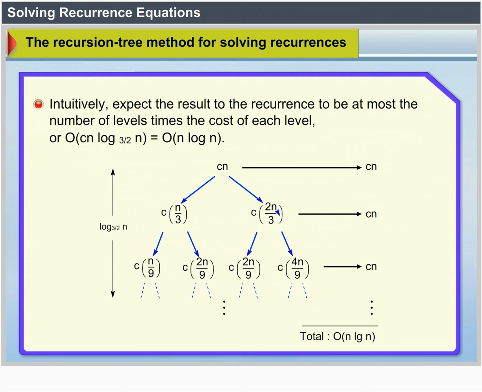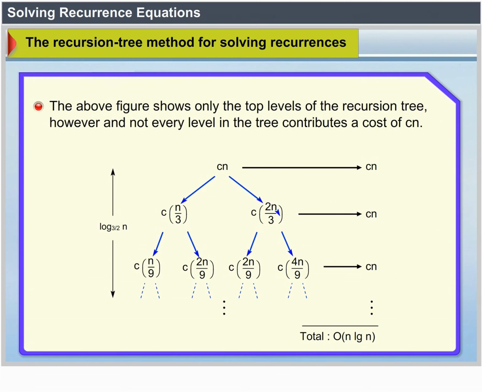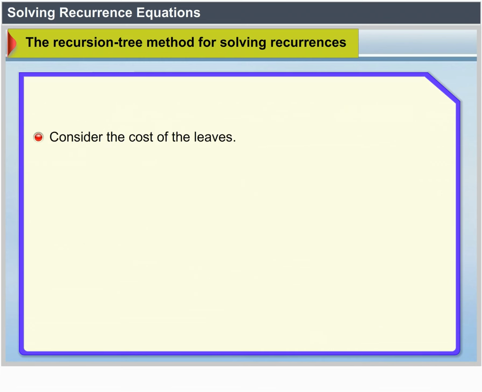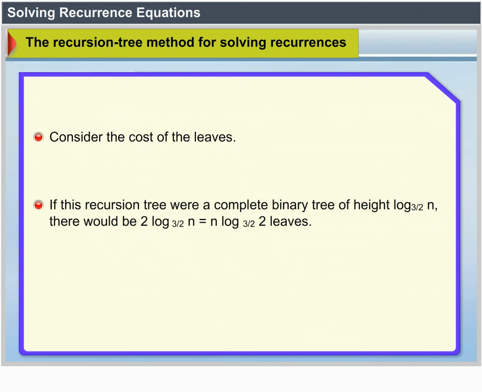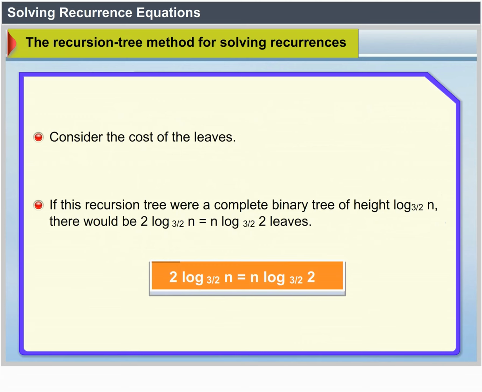n. This figure shows only the top levels of the recursion tree. However, not every level in the tree contributes a cost of cn. Consider the cost of the leaves. If this recursion tree were a complete binary tree of height log n base 3/2, there would be 2^(log n base 3/2) equals n^(log 2 base 3/2) leaves.